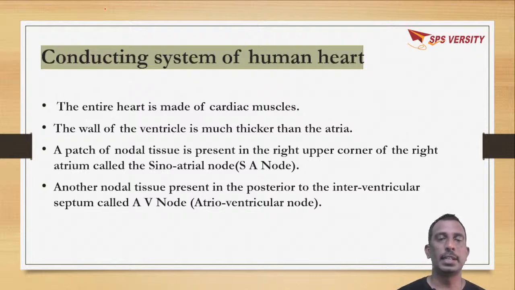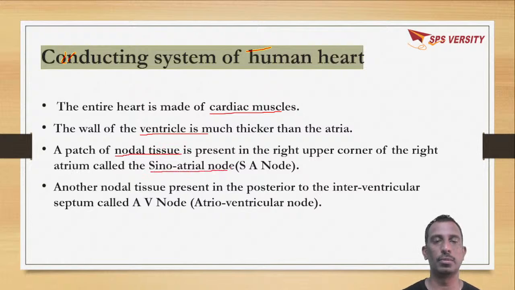Now, coming to the conducting system of the heart: the entire heart is made up of cardiac muscles. The wall of the ventricles is much thicker than that of the atrium. In the heart there is a nodal tissue in the upper corner of the right atrium, called the sinoatrial node, the SA node, which is also called the pacemaker.